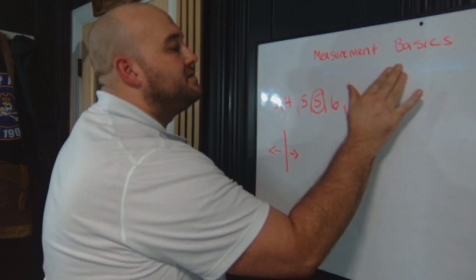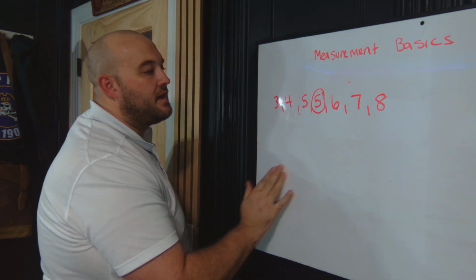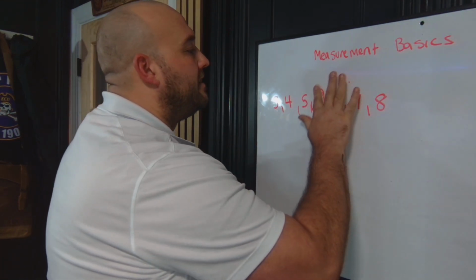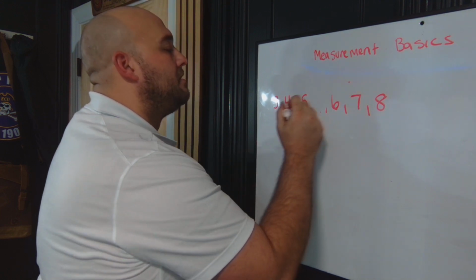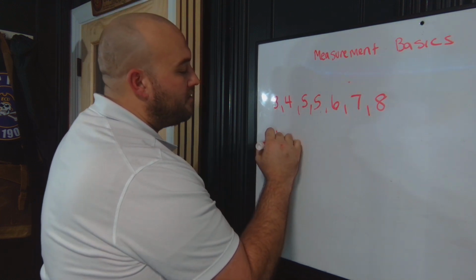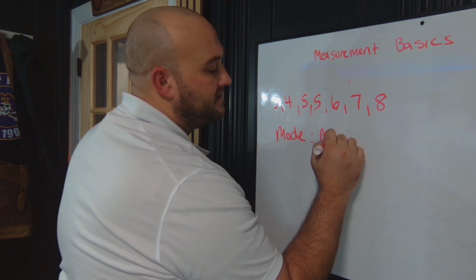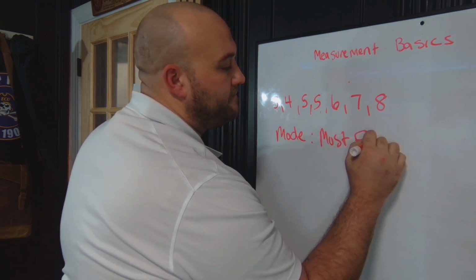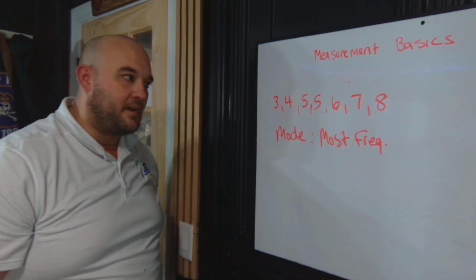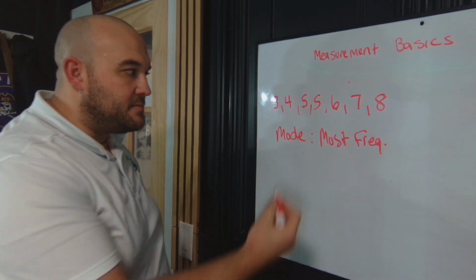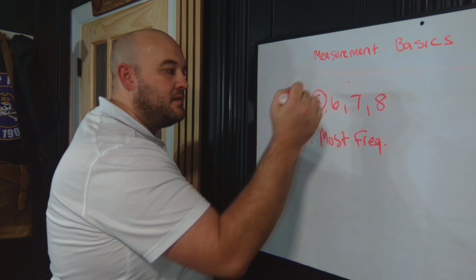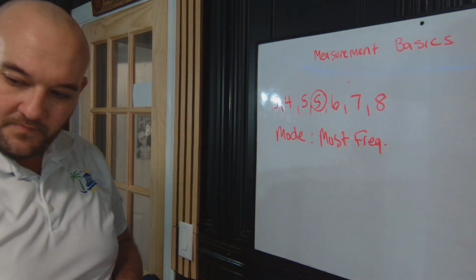Well, let's change it up and say, how do we do mode? Mode is the most frequent number in your data set. In this same situation, the most frequent number is 5. So that would be your mode.